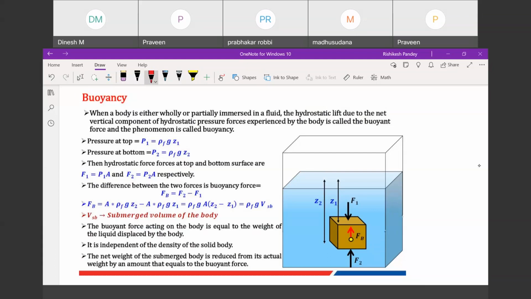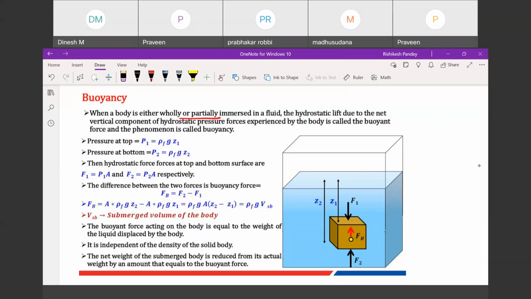Okay, now next is the buoyancy topic. This topic will complete and then we'll start solving the MCQs. Now buoyancy: when a body is either wholly or partially immersed in a fluid, then the hydrostatic lift due to the net vertical component of hydrostatic pressure force experienced by the body is what? Buoyant force, or this phenomenon is known as buoyancy.